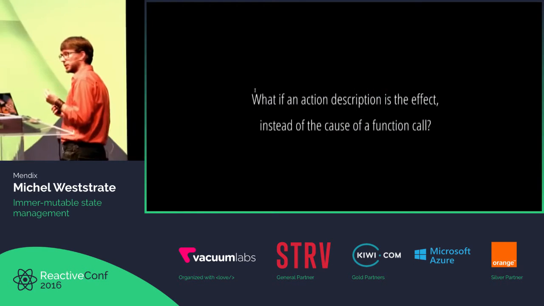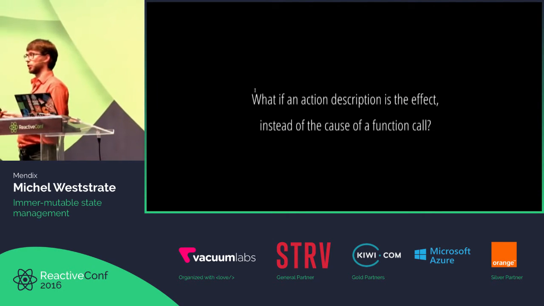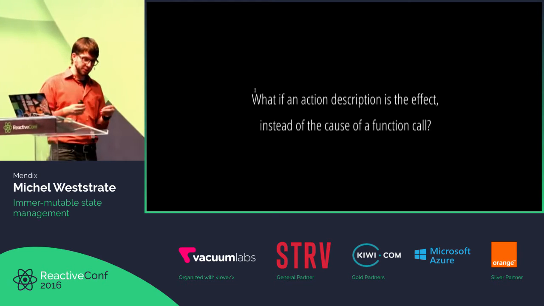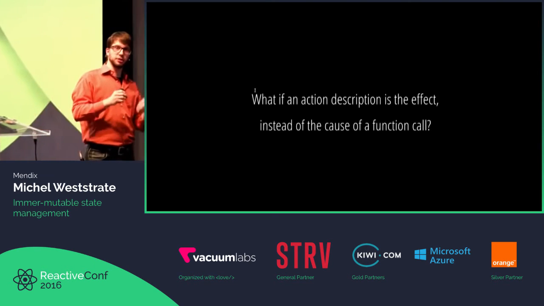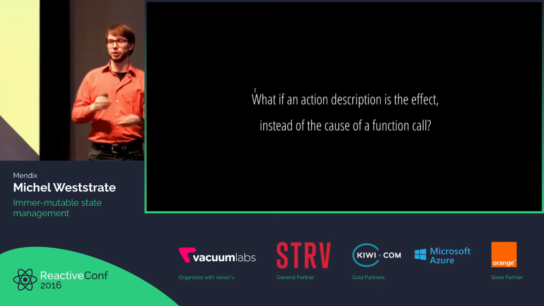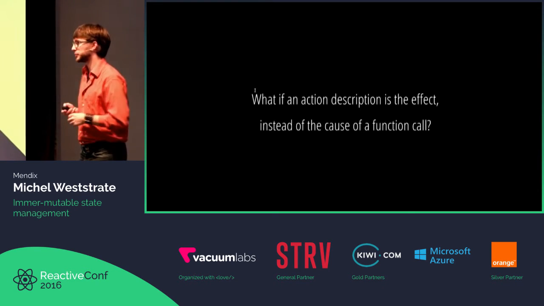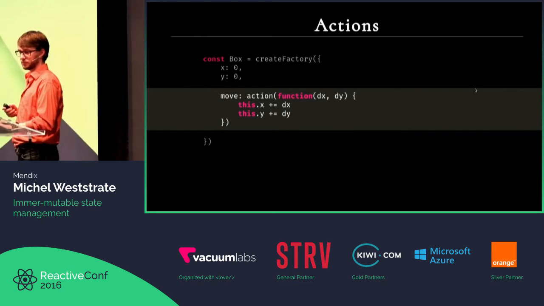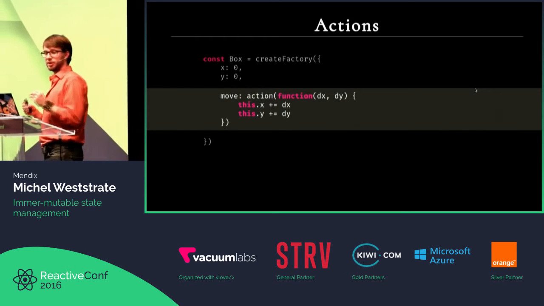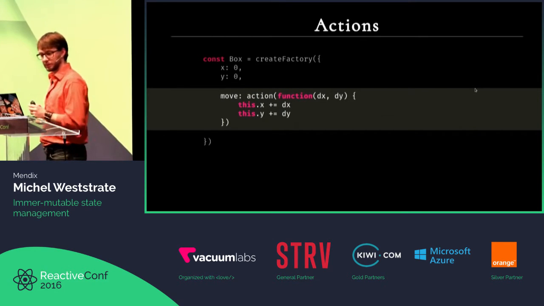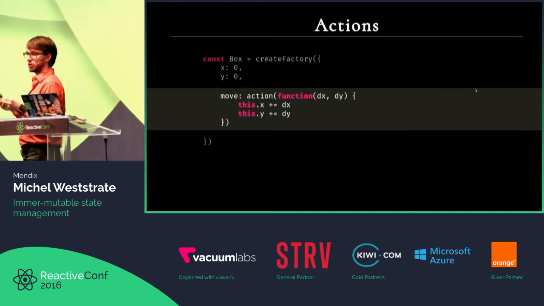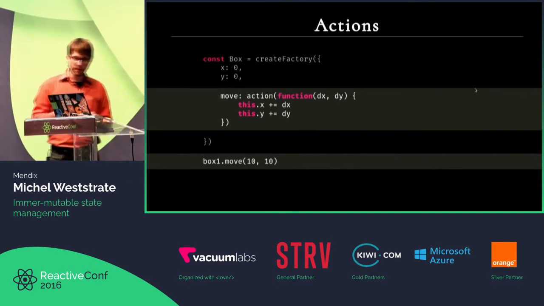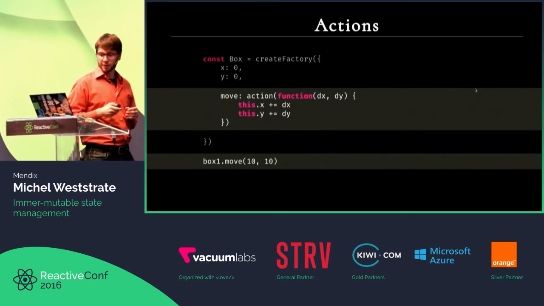So what if we could inverse the principle of dispatching? What if instead of dispatching some description of an action, we could just invoke a function and get this description of that action as a result? So that's how actions work. An action can be declared by just adding it to the model. They will be automatically bound, and they are marked by action. And then I can just invoke that function.